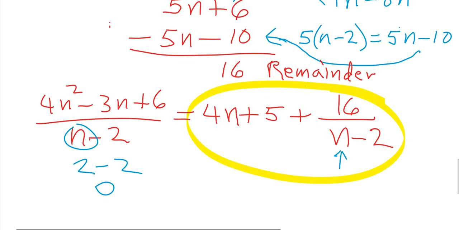So the farther you make n away from 0, in other words, the larger n becomes, the closer and closer 16 divided by n minus 2 comes to 0. So effectively, in the extreme, 16 over n minus 2 becomes 0. And when that happens, the question I have, what is 4n plus 5?